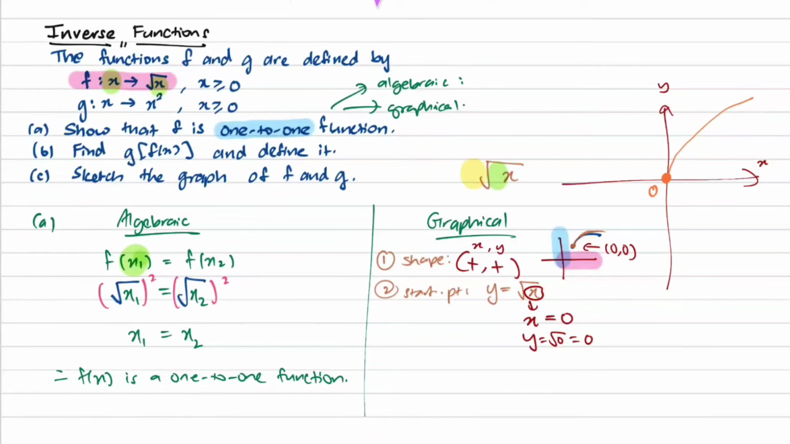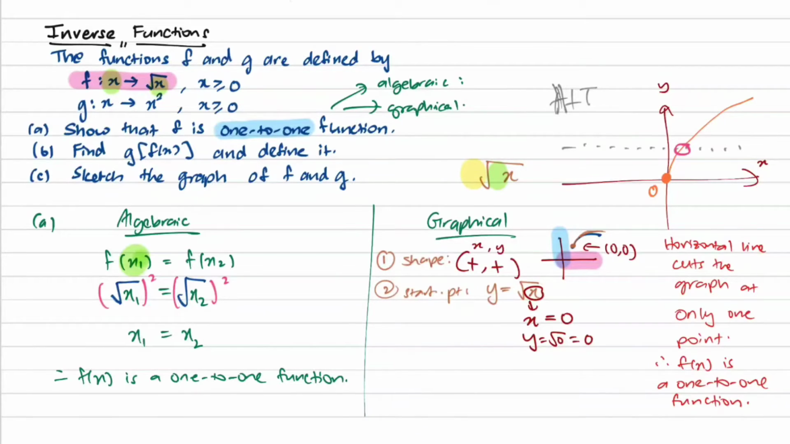After that, for this graphical approach, remember that you need to do the horizontal line test. Horizontal line test looks like this. Draw a horizontal line, and as you can see, it cuts at only one point on the graph. You can also try to look at the other places on that graph. Does it cut at only one point? Well, yes, it does cut at only one point. So this means that the function f is a one-to-one function. If you're doing the graphical approach, make sure you write your conclusion: horizontal line cuts the graph at only one point, thus f(x) is a one-to-one function.